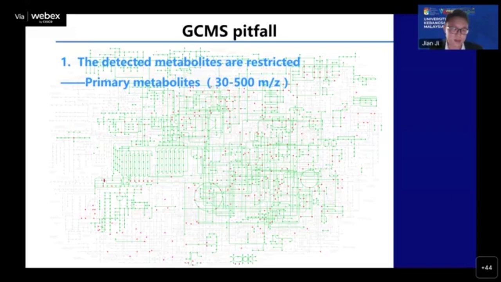So the background is the global pathways, which I downloaded from the KEGG database. You will see that GC could only detect the red points. So it's not that much.